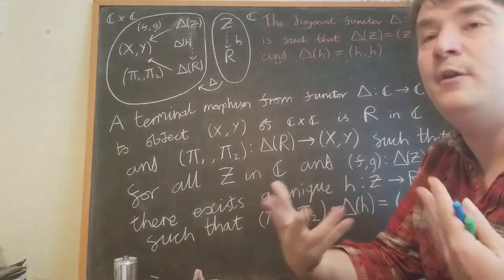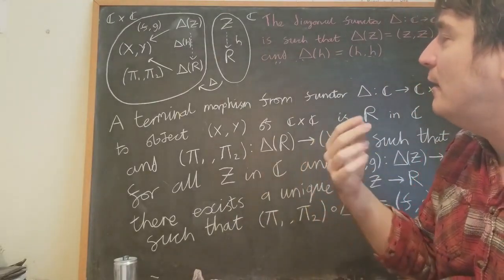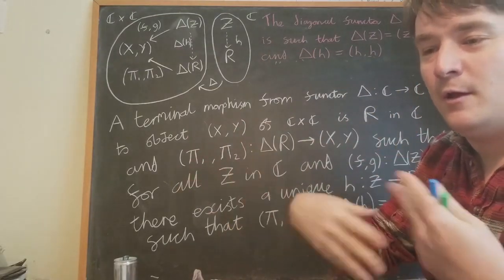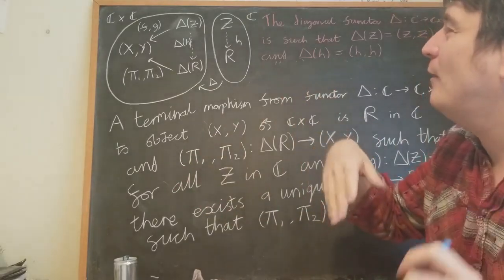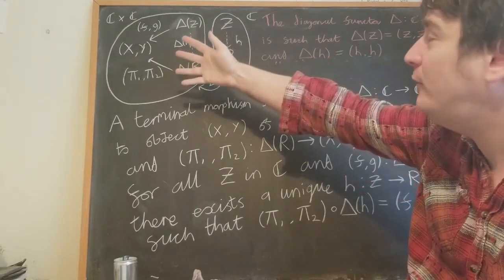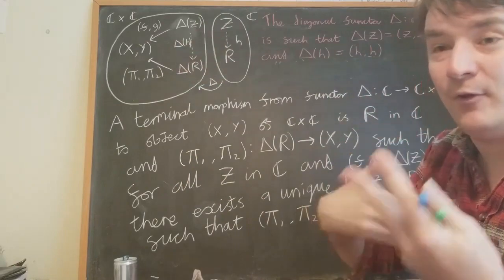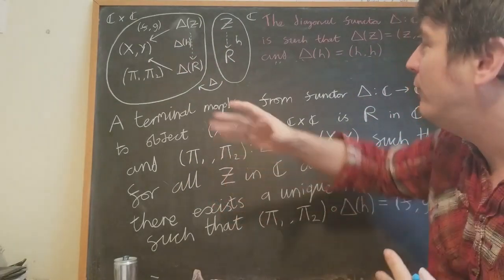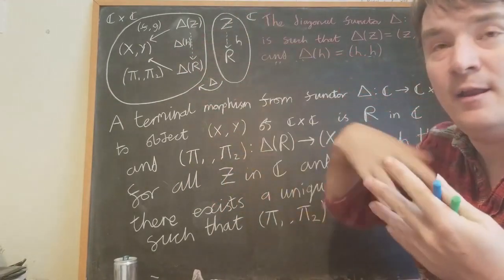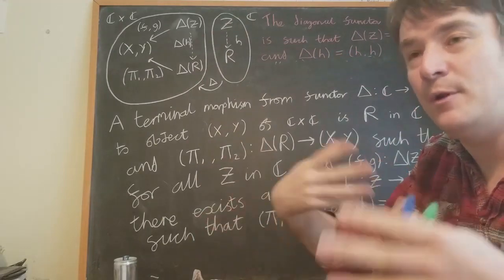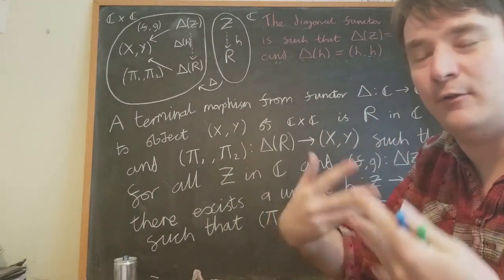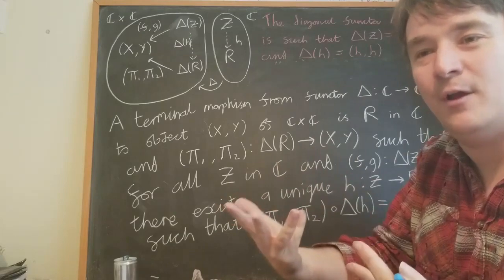Now don't get confused by the terminology here. There's two different sort of products in action here. One is the product of categories, and the other one is the categorical product, which is the product of objects within a category. And that's what we're trying to construct, but we're using product of categories to construct that, okay?